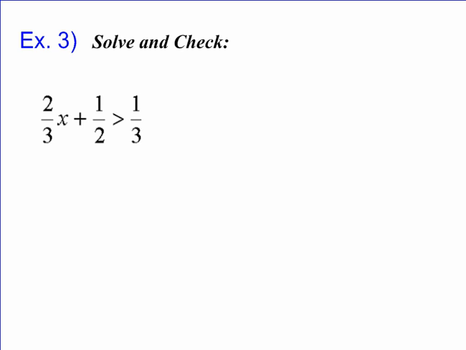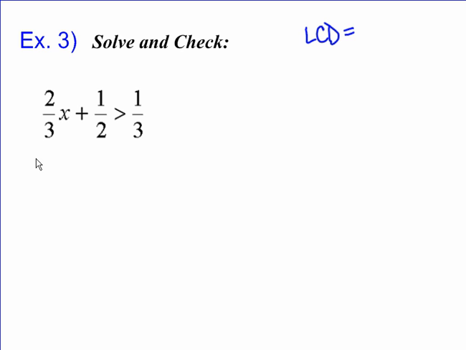This time I have a fraction. 2/3 x plus 1/2 is greater than 1/3. So we have to remember from chapter 2. Remember we talked about least common denominator. So I have a 3, a 2, and a 3. My least common denominator is going to be 6. So what I'm going to do is multiply everything times 6 over 1, just like we did that other time, right? And I'm going to simplify it.